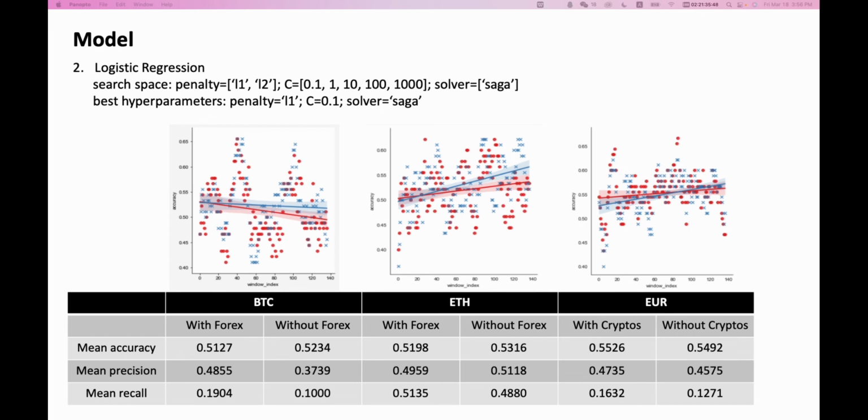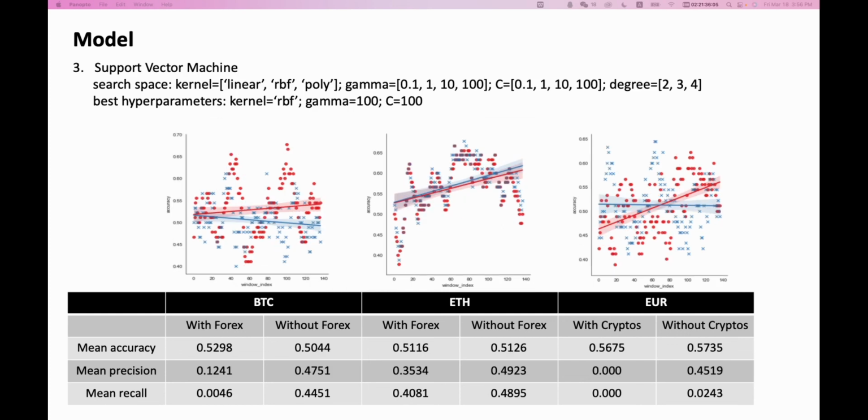For cryptocurrencies, model without conventional currencies information outperforms model trained with conventional currencies information. But for conventional currency price change prediction, when I involved information of cryptocurrencies price into training, the model performance is slightly better. The third model is a support vector machine.